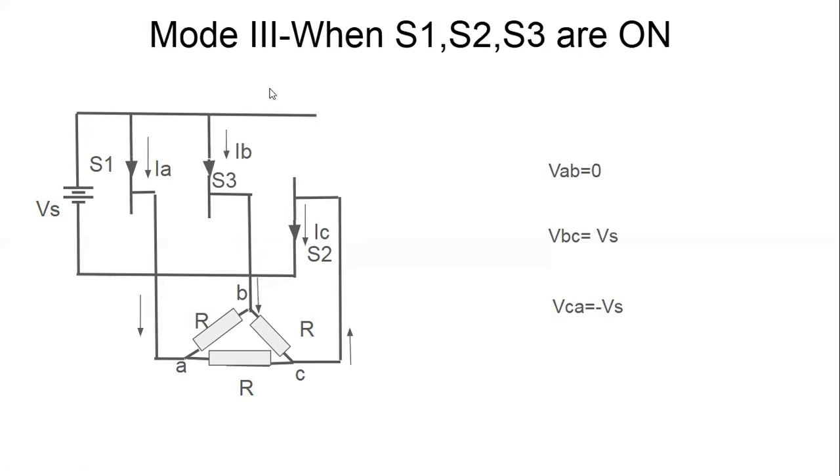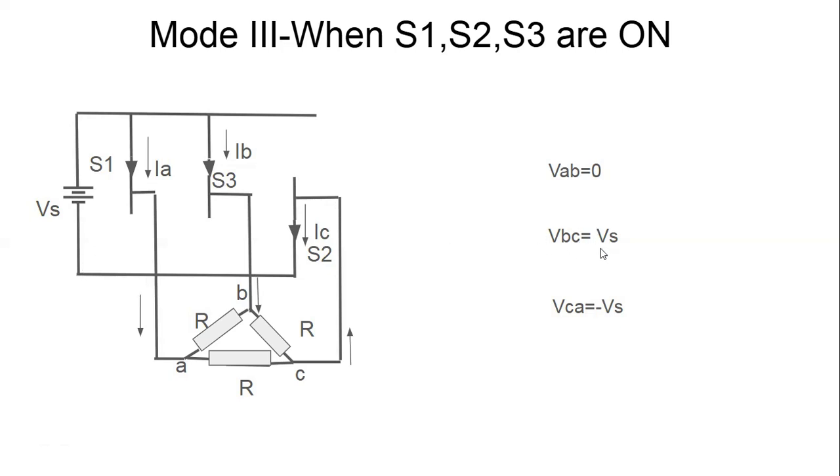Then in mode 3, this is the circuit for mode 3. A terminal is connected to the plus of Vs through S1. B is connected to plus of Vs through S3, and C is connected to minus of Vs through S2. So we can write VAB. We can see here that A and B terminals are being short circuited by the conducting switches S1 and S3. So VAB can be written as 0 and VBC can be written as Vs because B is connected to plus of Vs and C terminal is connected to minus of Vs.